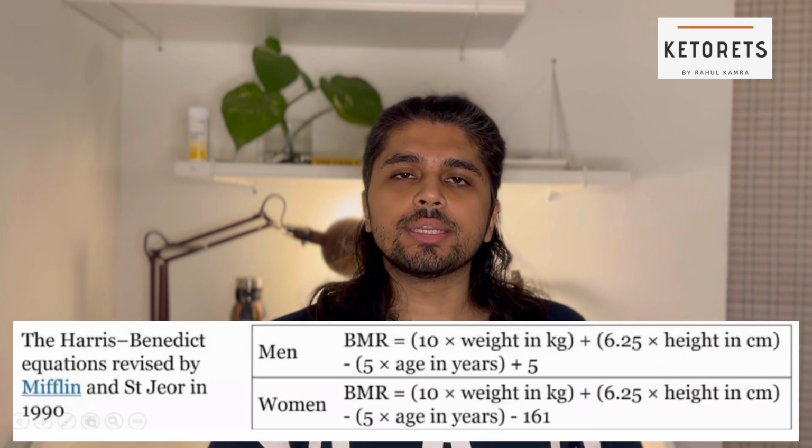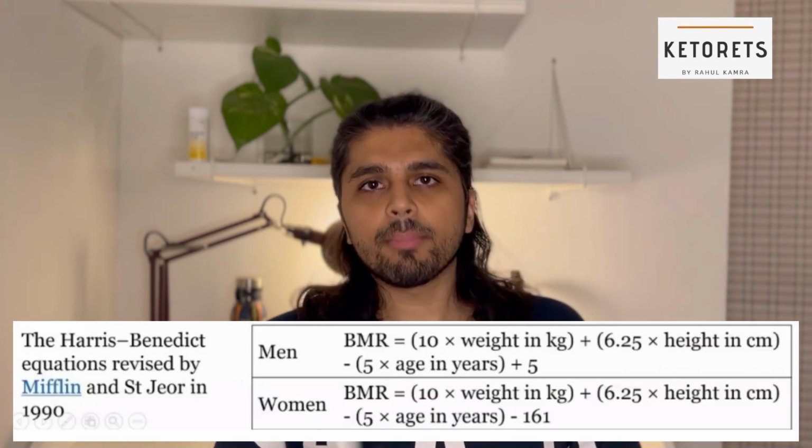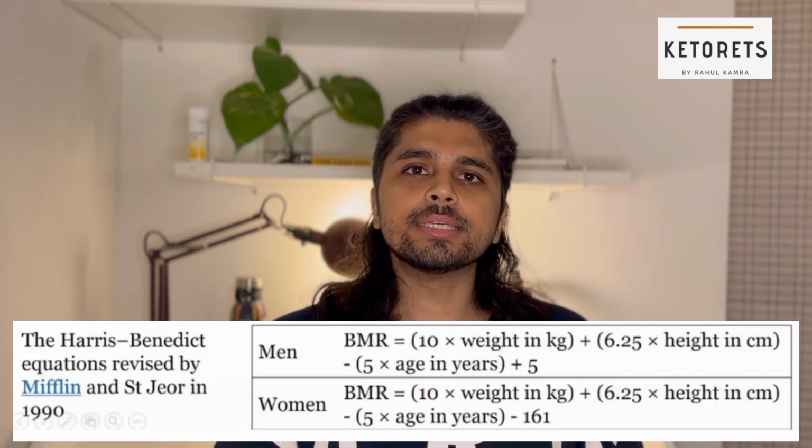Let's check out what the calculations are here. This is a simple calculation which was revised in the 1990s. In 1919, Harris Benedict had come up with the calculation for BMR, and in the 1990s it was last revised. There are also other calculators which calculate BMR in a different way, but no matter which way you go about it, it is going to be the same thing.